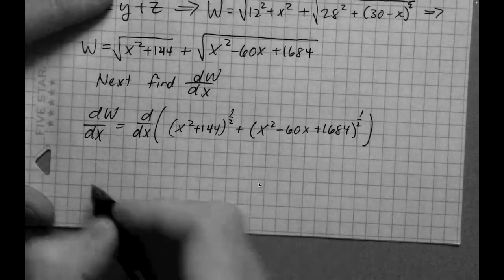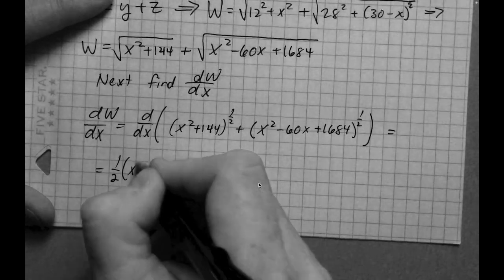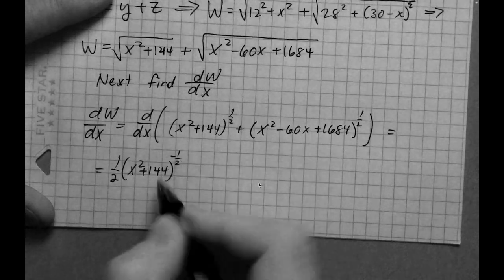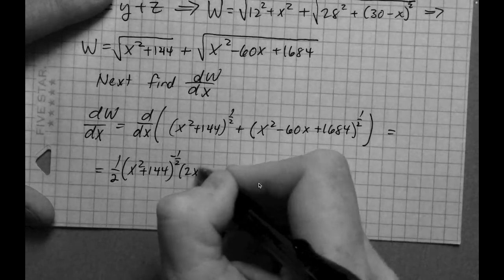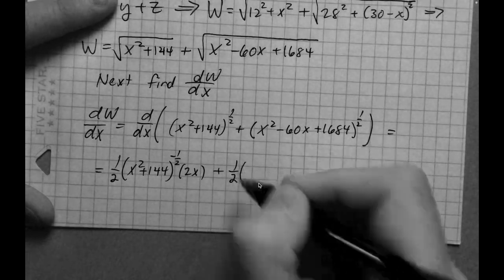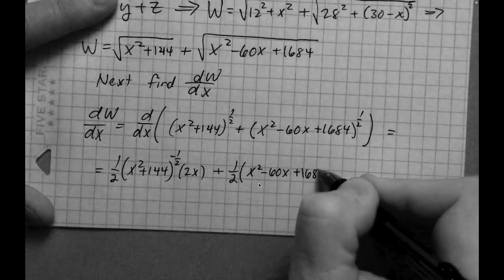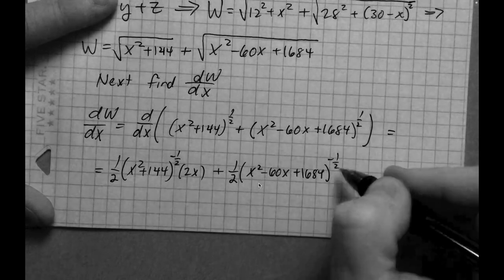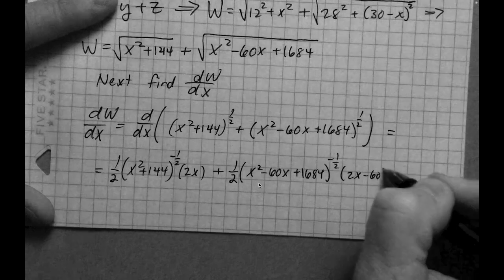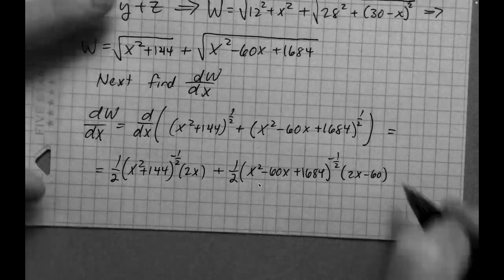All right, now we can come through here and differentiate this real quick. 1/2 times x squared plus 144 to the negative 1/2, and then we differentiate the inside, which becomes 2x. Plus, again, similar in structure, x squared minus 60x plus 1684 to the negative 1/2. And then here you're going to get 2x minus 60. All right, so that is the first pass.